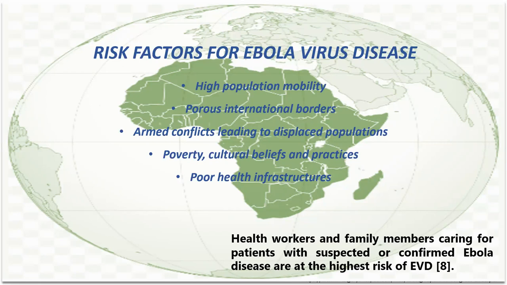Then poverty and cultural beliefs and practices can also be part of it. Cultural belief in the sense that some people still practice some culture in handling dead bodies, so in that process, the disease can be transmitted to other people. Then poor health infrastructure, because most of the reported cases are managed in hospitals with poor health facilities. Another group at risk are health workers and family members caring for patients with suspected and confirmed Ebola disease. They are at high risk of contracting the disease because they live directly with the infected person.